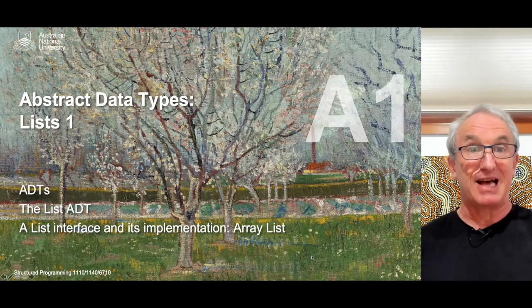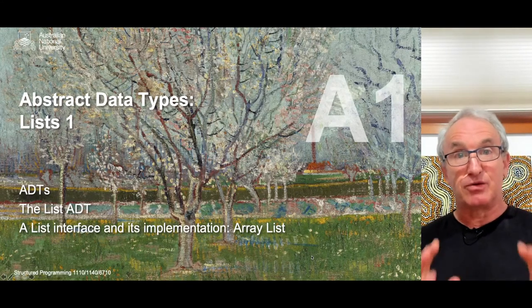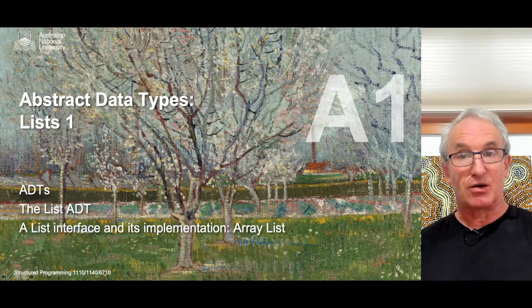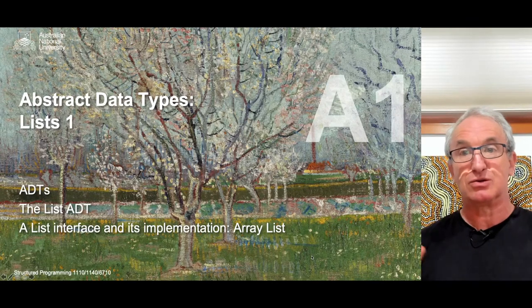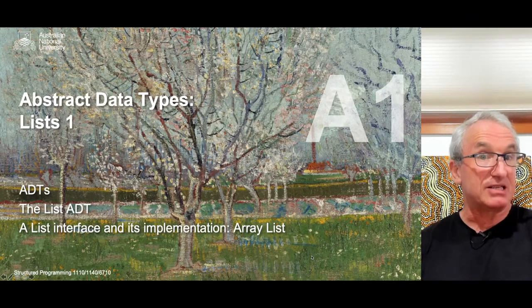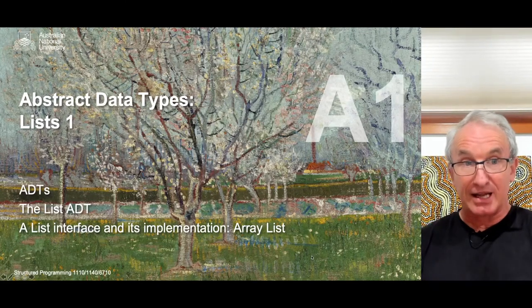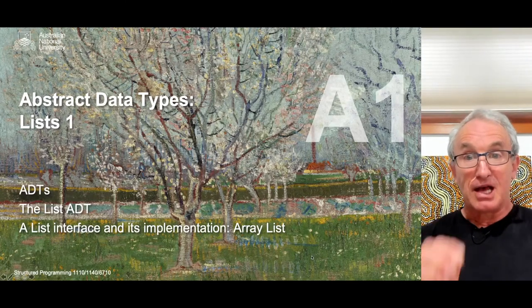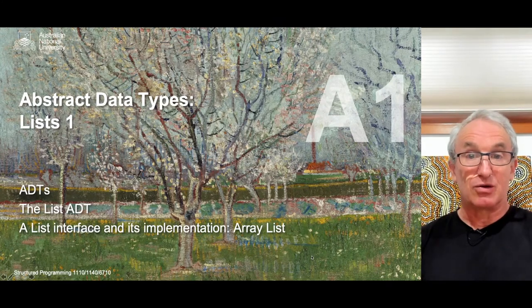And the first of these is abstract data types. We're doing this in two parts. The first part is lists using an array list, and the second part is lists using a linked list, okay? So first of all, we're going to talk a little bit about ADTs, then we're going to talk about the list ADT, and then we're going to go and implement a list two different ways.